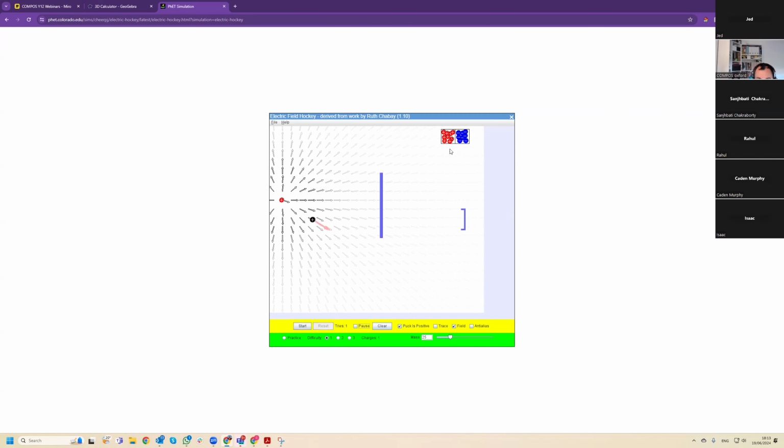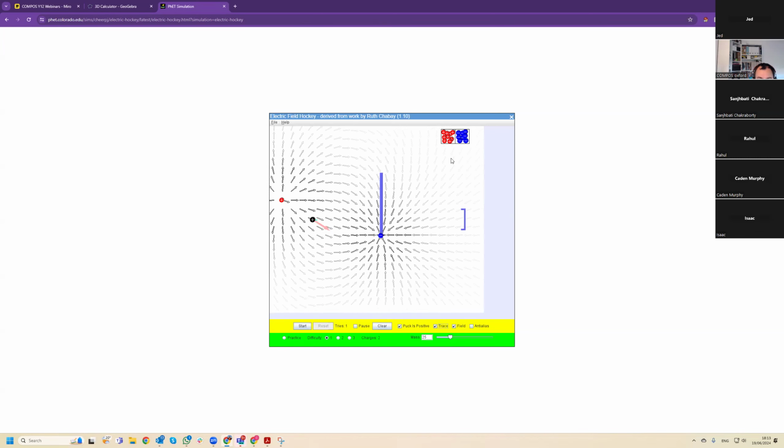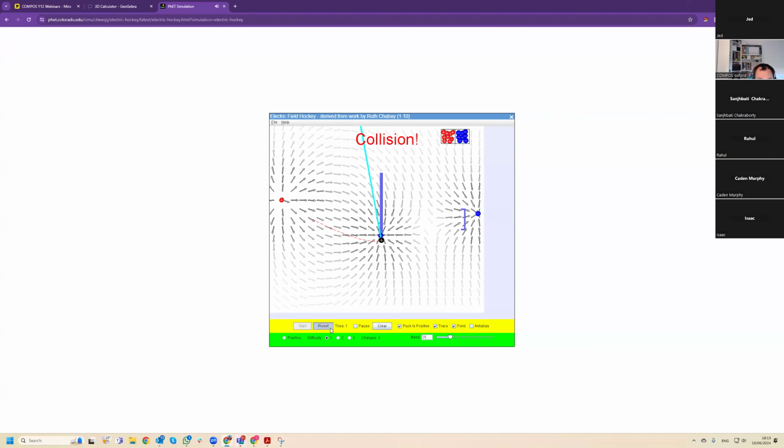I'll just quickly demonstrate. We'll need the trace, we'll need another field, and probably another one. Let's see if we can get it up. Need to get it to go slightly faster. Okay, even faster than that.